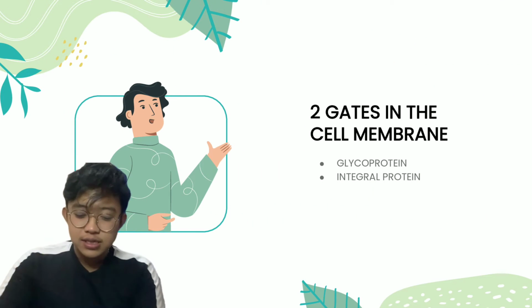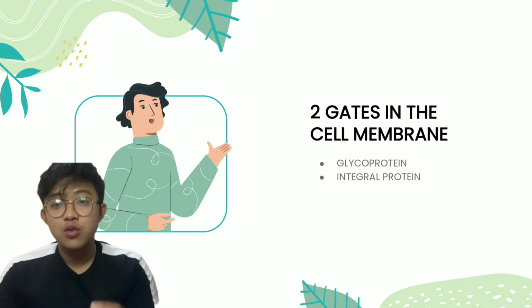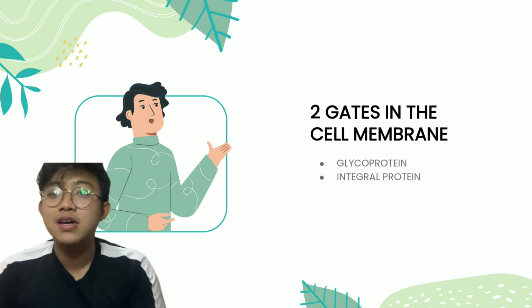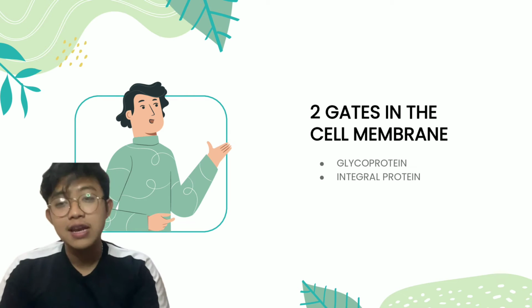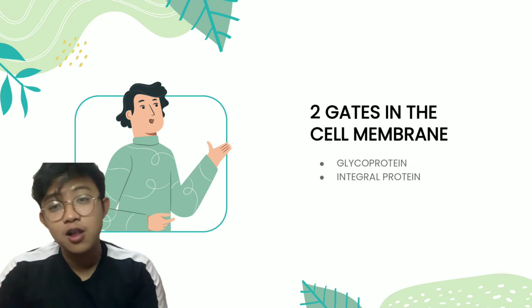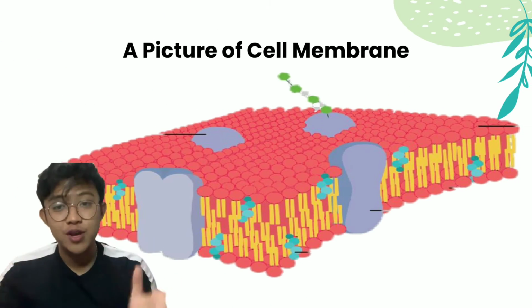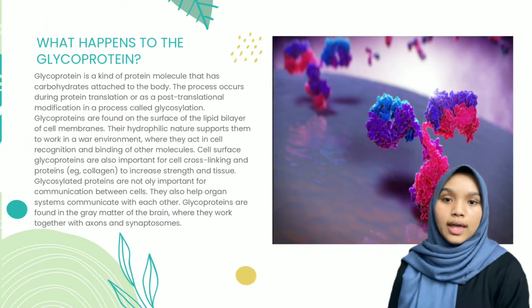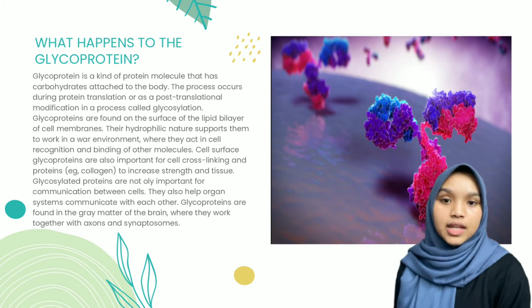So there are two topics in the cell membrane that we will present today. The first is glycoprotein and the second is integral protein. And here we go. Number 1. What happens to the glycoprotein?